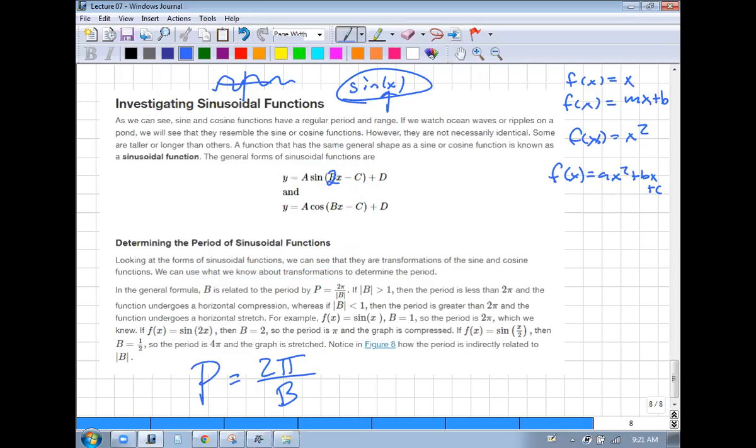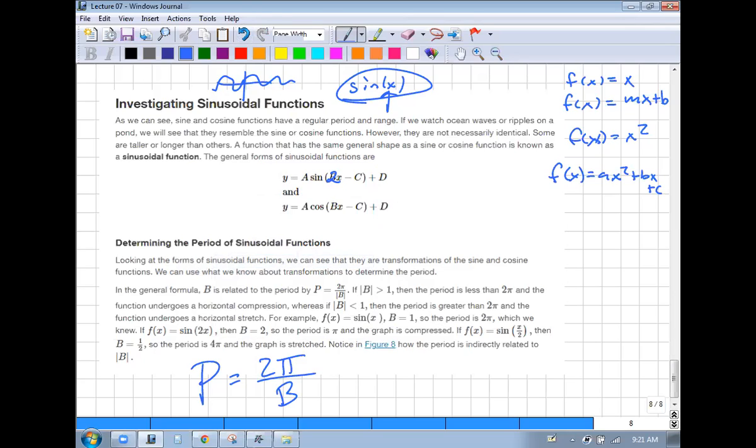All right. So the things that go on the inside are counterintuitive, right? Out here, if I put a 2 here, sine gets twice as big vertically. But if I put a 2 here, sine gets crushed by a factor of 2.